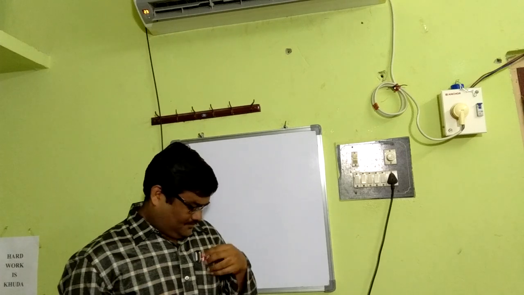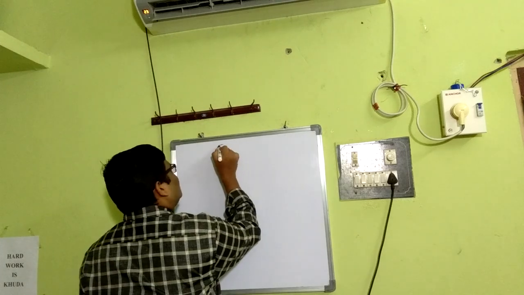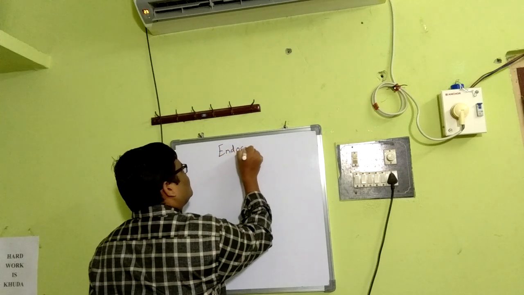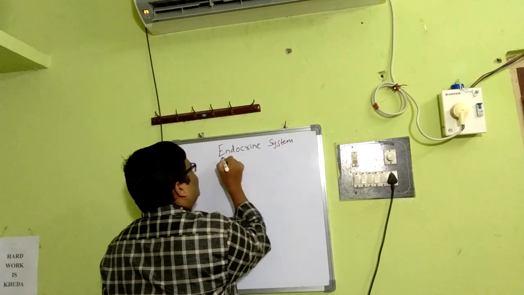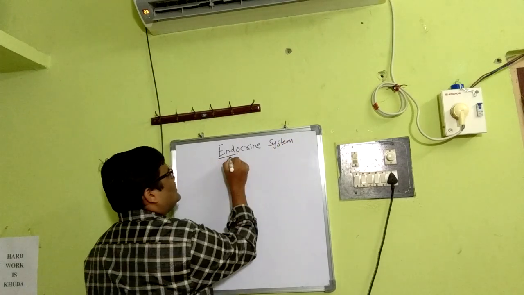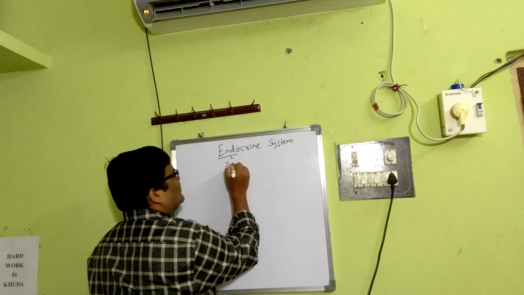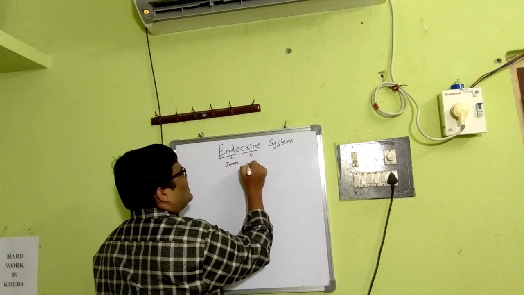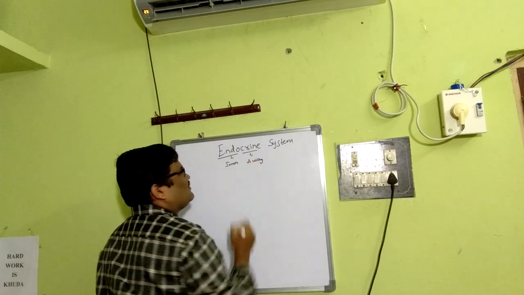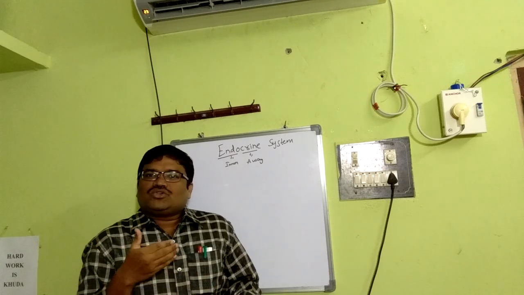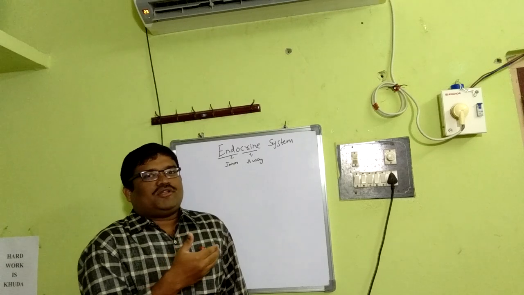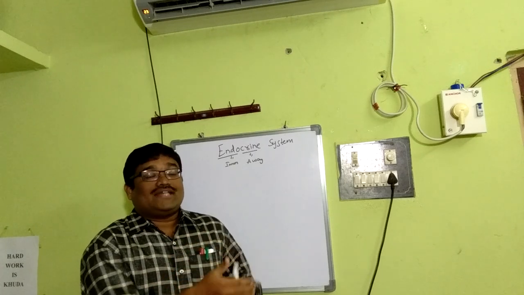Hello friends, today we are going to discuss one of the important topics in system physiology, the endocrine system. Endo means inner. Crine means away. What exactly is the interpretation of the word endocrine? Here it shows its activity away from the production site or source. I will tell you what exactly it means.